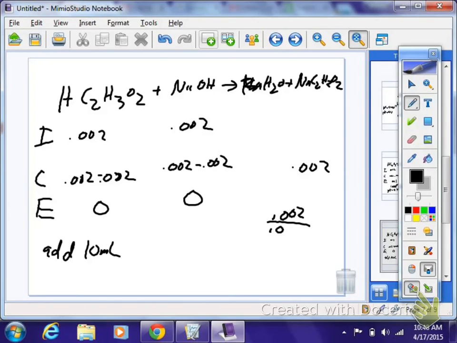It'd be moles, and so you divide, go 0.002 divided by 0.020. Is that right? Liters. And what would that be? 0.1 molarity of the C2H3O2. Got it?